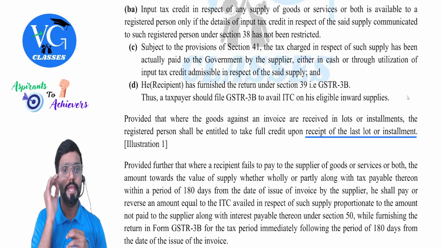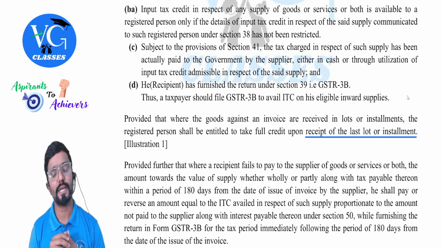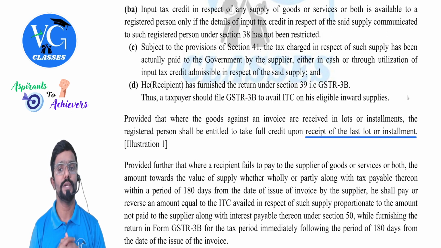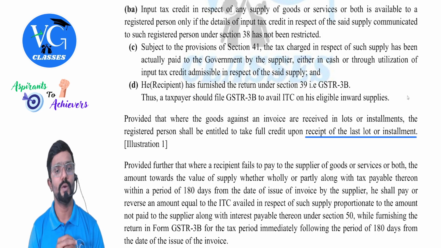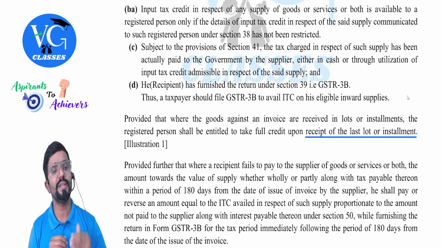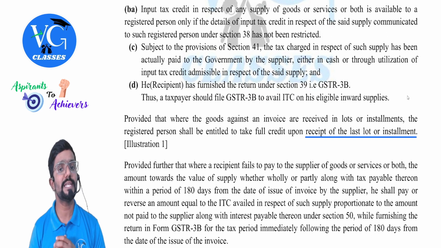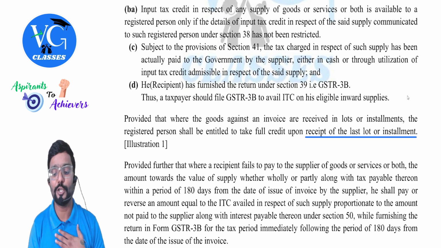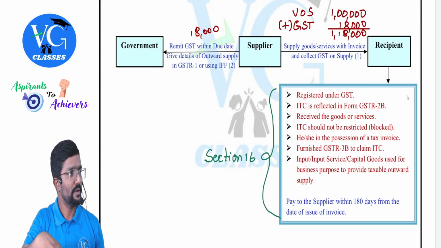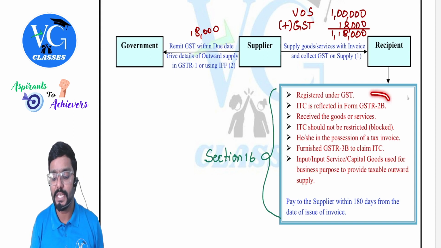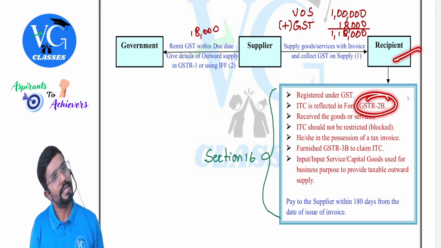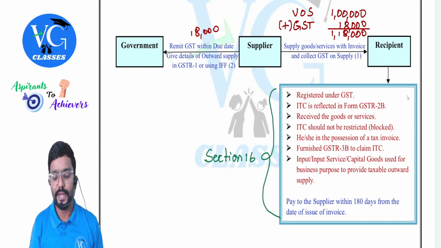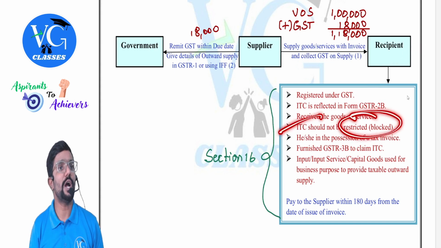BA. Input tax credit in respect of any supply of goods or services or both is available to the registered person only if the details of input tax credit in respect of the said supply communicated to the registered person under section 38 has not been restricted. That means the recipient can claim credit. Section 38 talks about GSTR 2B, guys. So whatever credit is reflecting in GSTR 2B of the recipient, he can claim the credit provided it is not restricted or it is not blocked.